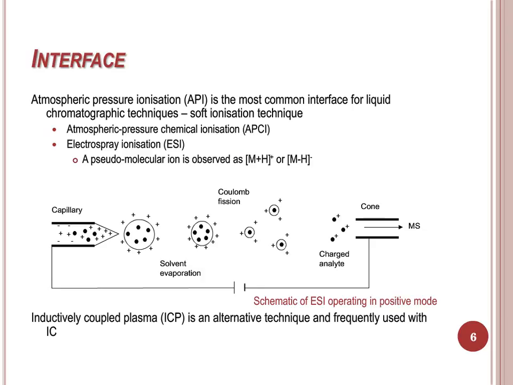Alternatively, atmospheric pressure chemical ionization, or APCI, can be used. It differs to ESI in that the solvent evaporation and analyte ionization occur in two stages. APCI tends to give better sensitivity for less polar compounds and is less sensitive to sample matrix and eluent composition effects than ESI. Inductively coupled plasma is an alternative ionization technique frequently used when coupling IC to MS for the analysis of haloacetic acids and metals. This is discussed in more detail later.